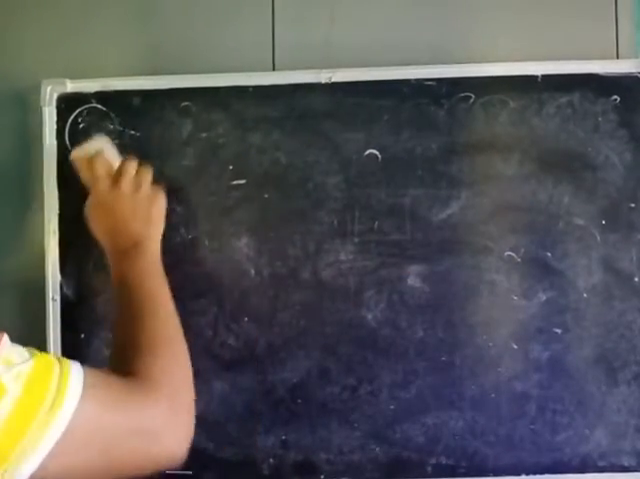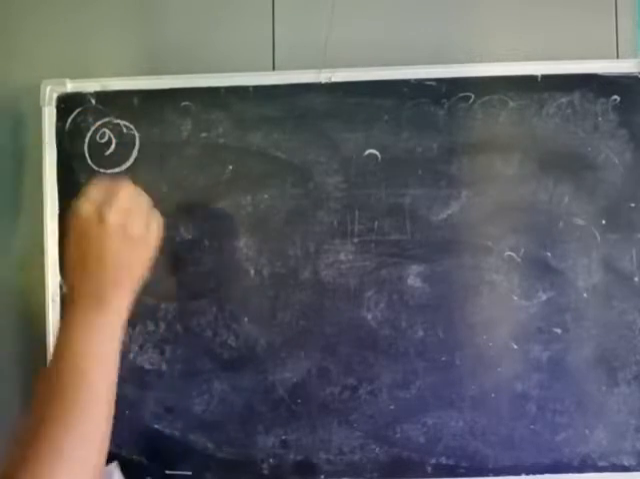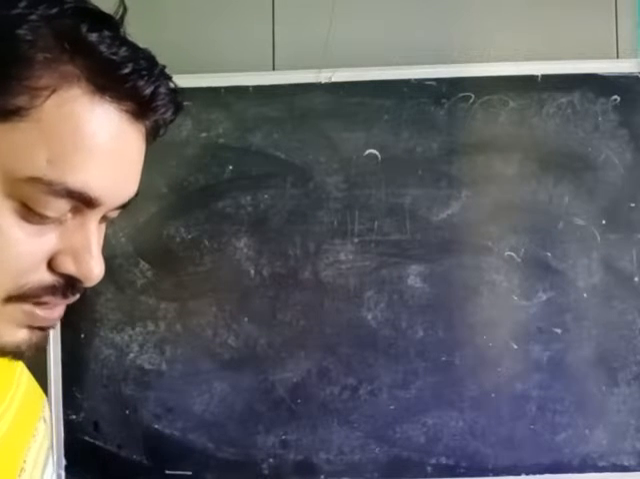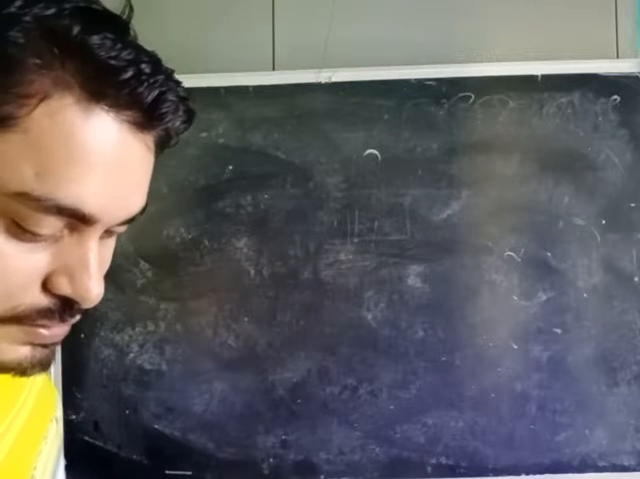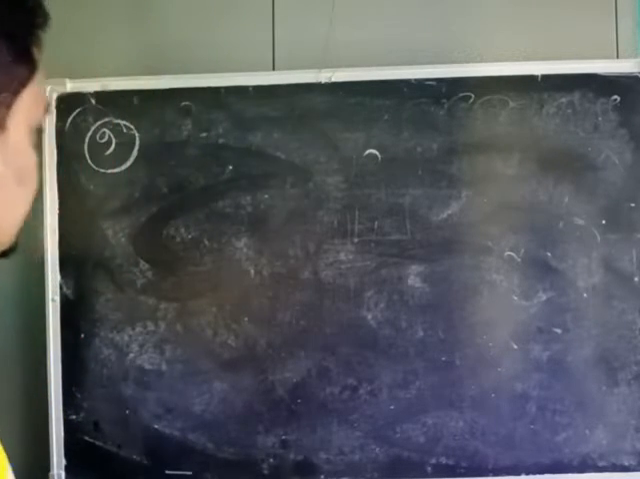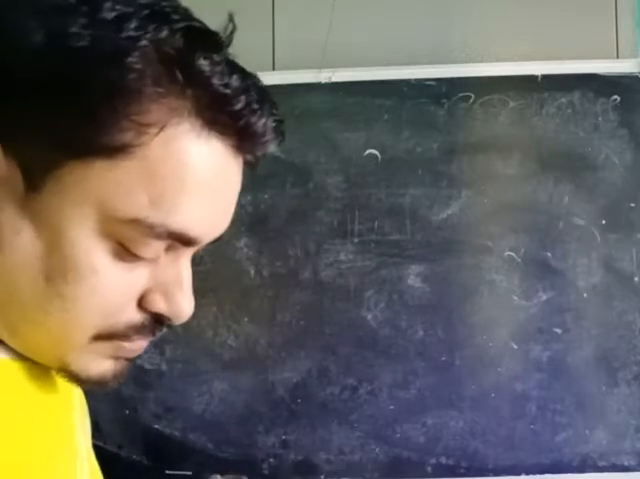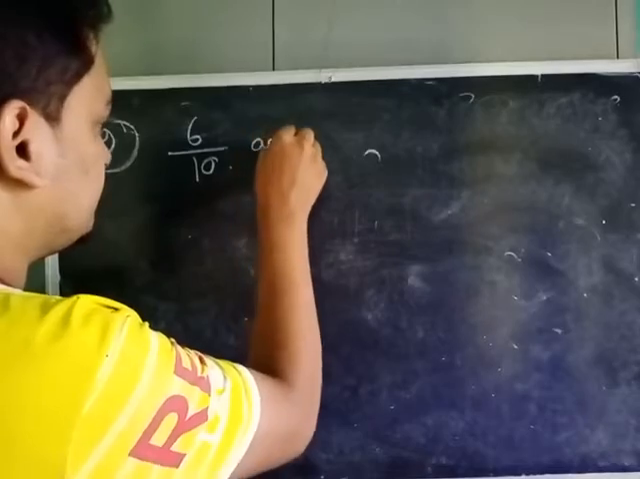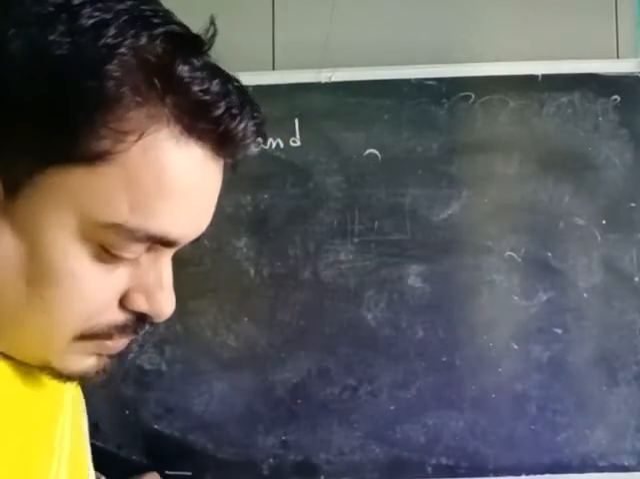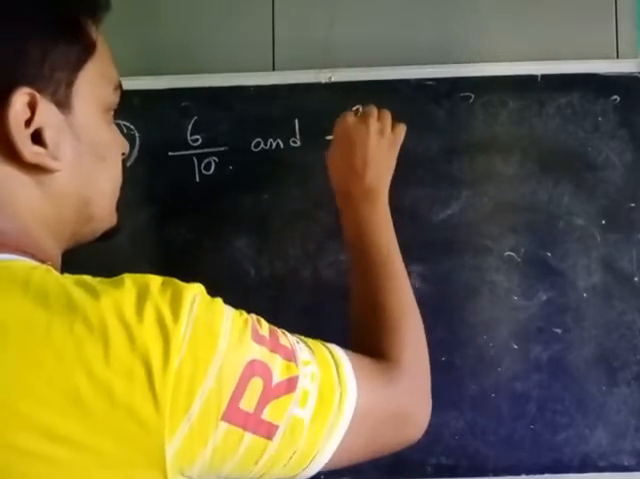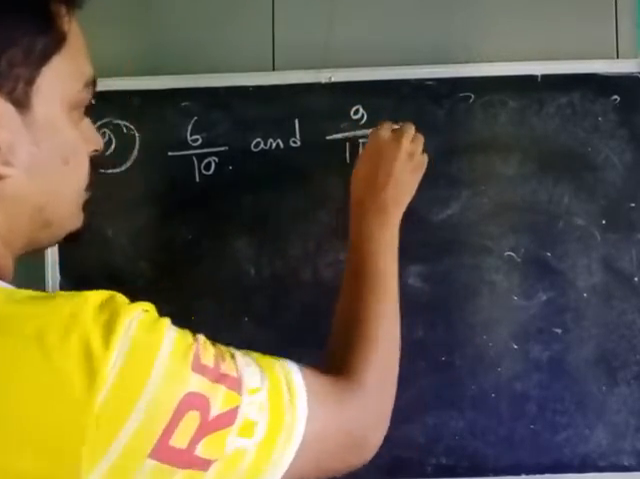Let us go for the next question, that is 9. This is something difficult. Here two fractions are given and we have to find out whether the given fractions are equivalent or not. So let me write the first question: 6 by 10 we have, and then 9 by 15.